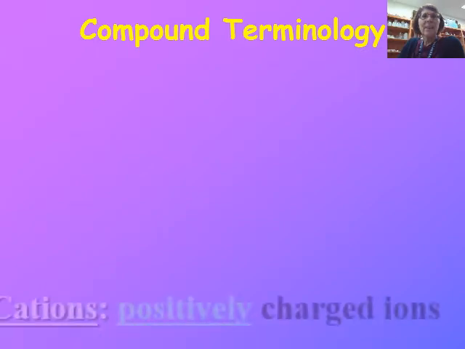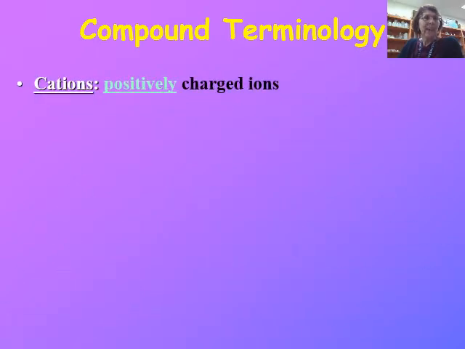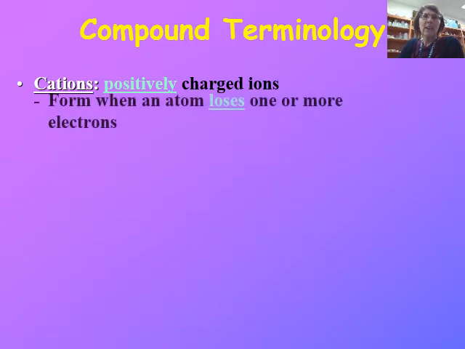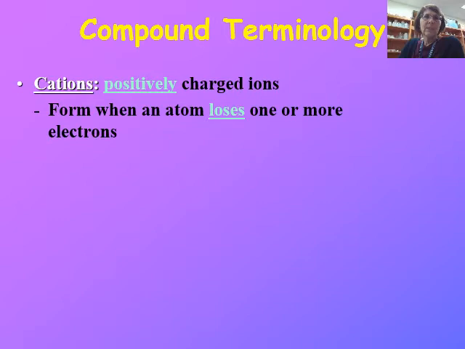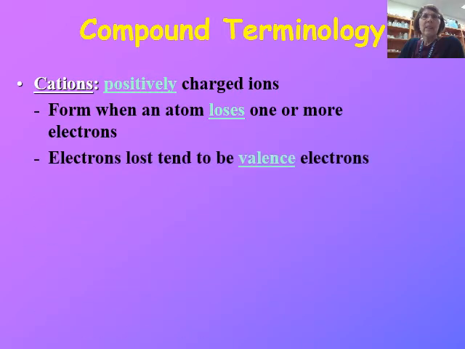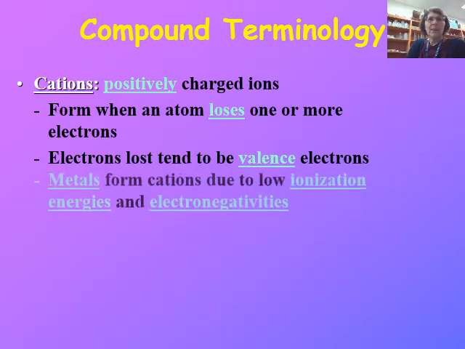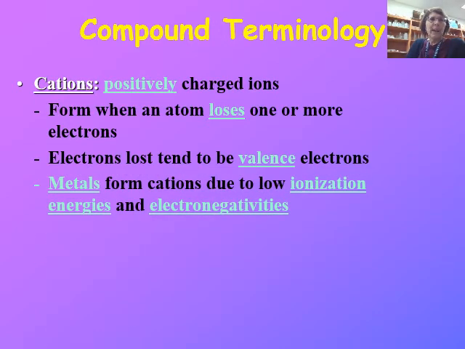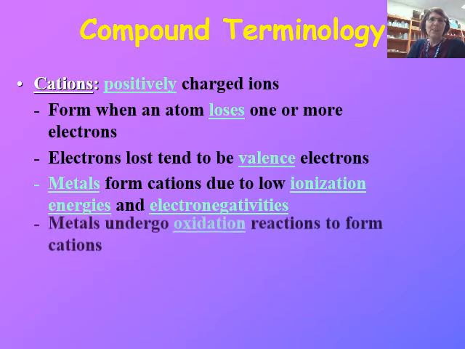All right, some things you need to know about compounds. Cations are positively charged ions. We lose electrons to get there. Electrons that are lost tend to be valence electrons. Valence electrons are the outside electrons involved in bonding. Metals form cations due to low ionization energy and electronegativity.